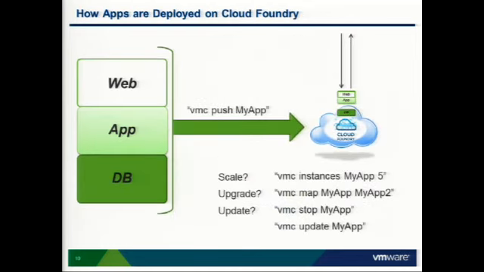Apps are deployed somewhat differently on Cloud Foundry. On Cloud Foundry, you build your app, you type a single command, VMC push, and give your application a name, and it is deployed up to Cloud Foundry. And by deployed up to Cloud Foundry, I mean you have a running application instance that has all 3 of those tiers. The tiers are treated somewhat differently, but they all are running up on Cloud Foundry.